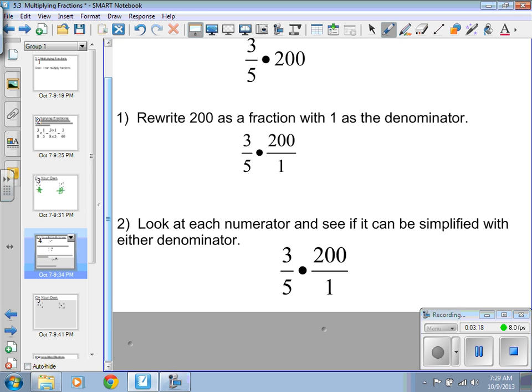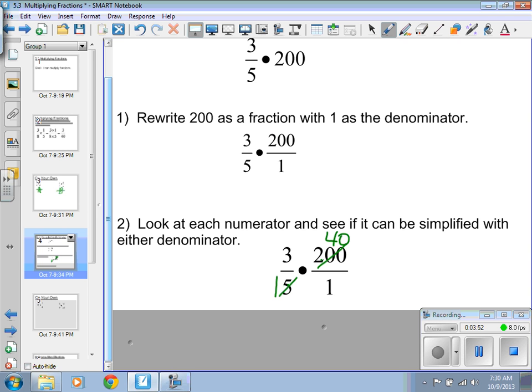So now we look at this again, and we see 3/5 times 200 over 1. And hopefully you see from our divisibility rules that we did a couple weeks ago that 5 and 200, I'm making the dots so you can see where I'm pointing, each have a factor of 5. So I cross out my 5, I cross out my 200 because they can both be divided by 5. 5 divided by 5 is 1. 200 divided by 5 is 40.